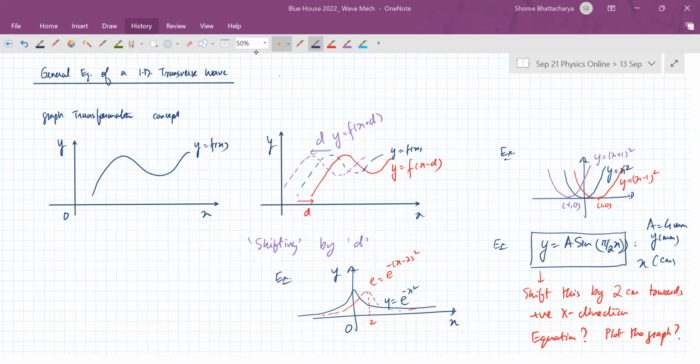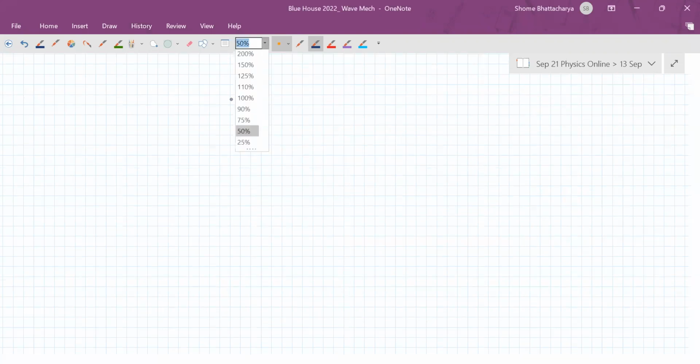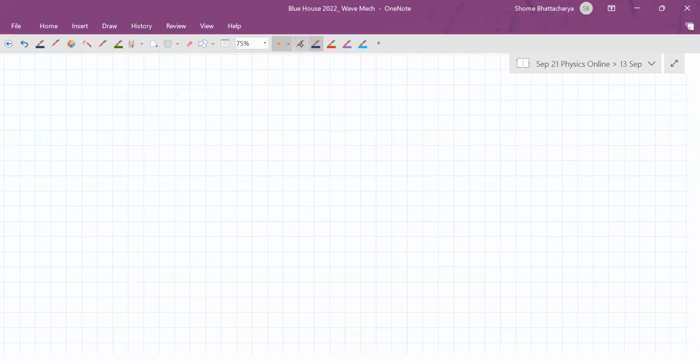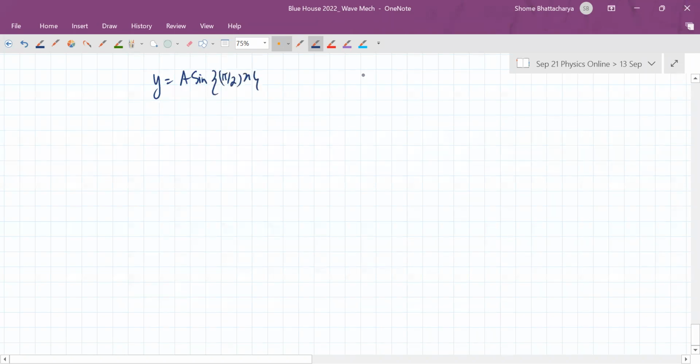Yes, Jagannath, very good. Now I will just plot the two graphs in detail. Your equation is correct. Please do not send me the graphs, I'll just show it to you and you can verify your result. We had the equation to begin with: y is a sine (pi by 2)x, where a was 4 millimeters and x was in centimeters. Let's start by looking at the graph of this function.